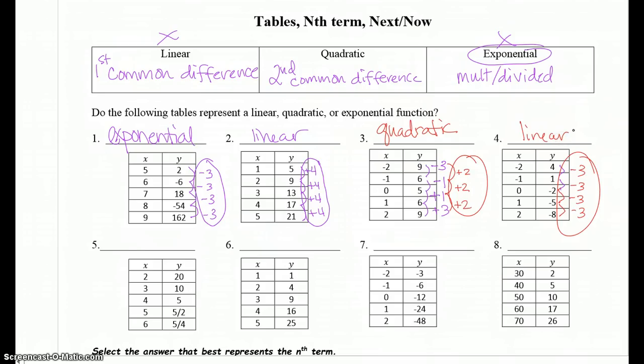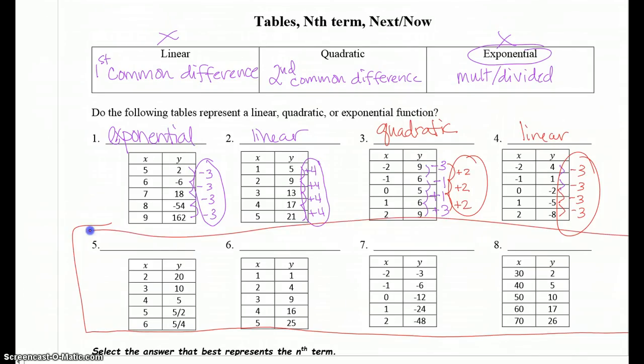Okay, please pause the video. You are responsible for 5, 6, 7, and 8 for tomorrow.